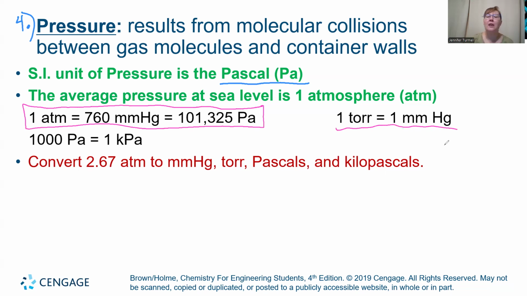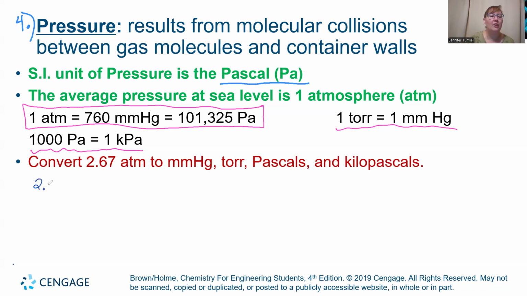Now, if we're converting back and forth, we know that 1 torr is equal to 1 millimeter of mercury. Here's our primary conversion. And then just that there are 1,000 pascals in 1 kilopascal. Okay, so let's go ahead and take a look at the conversion down here. And this should hopefully be a fairly simple conversion. We have 2.67 atmospheres, and we want to convert that to millimeters of mercury, torrs, pascals, and kilopascals so that we can see what each one of those is.